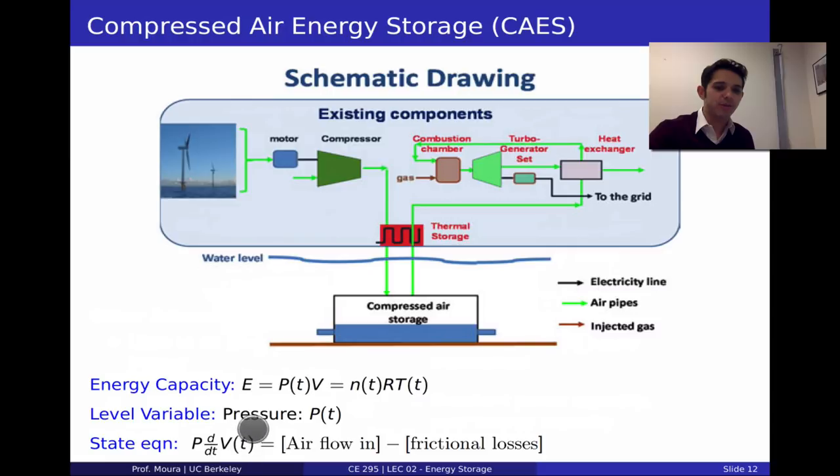And the level variable is going to be given by the pressure. So the amount of pressure in the air dictates how much hydraulic energy that we're storing. So the state equation is just going to be the time derivative of the energy equation, which is dictated by the mass of airflow in minus any sort of losses that could occur.